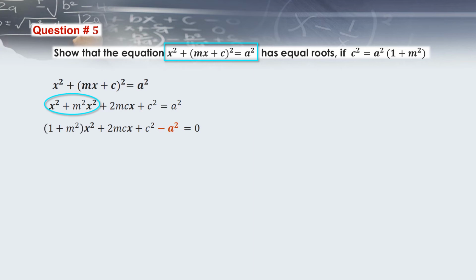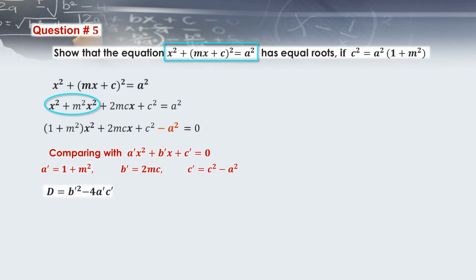Now comparing this equation with the general form of the quadratic equation, if you notice, the equation in the question also involves the constants a and c. So just to distinguish between them and the coefficients of the general quadratic equation, we write it like a prime x squared plus b prime x plus c prime is equal to 0. There is no other significance of using this a prime, b prime or c prime. Now we get the values as a prime is equal to 1 plus m squared, that is the coefficient of x squared, b prime is equal to 2mc, and c prime, that is the constant term, is c squared minus a squared. The discriminant will be given by b prime squared minus 4 times a prime c prime.